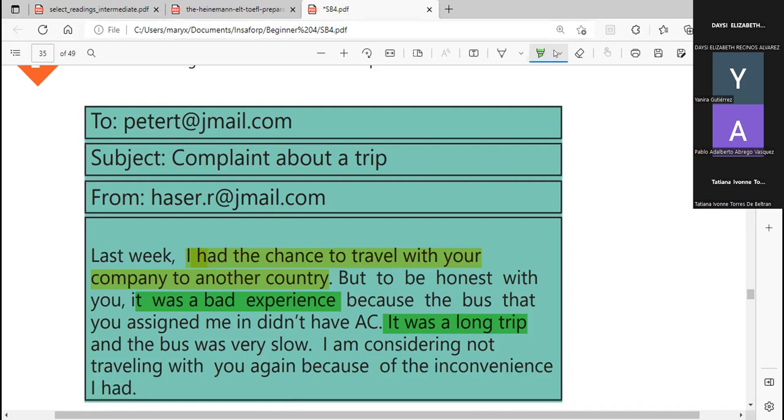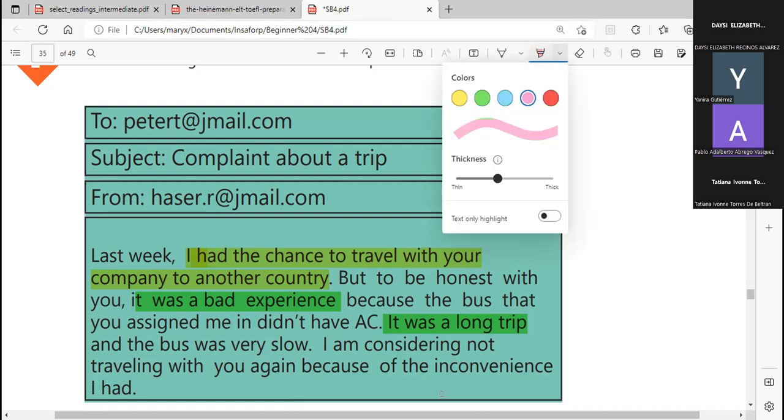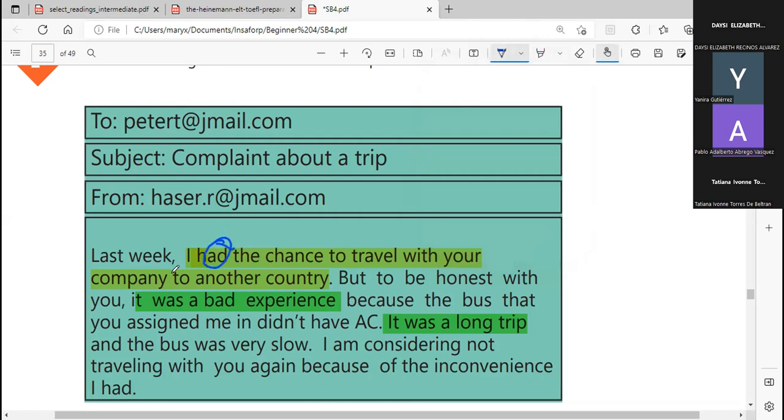I am considering not. But this is I am, not I was. It says here I am. I need you to identify a sentence that is in past already. An example of past tense, please. Look at the email and tell me an example. For example, Emerson said, I had the chance. Javier said, it was a bad experience. Joanna, it was a long trip. What's another example, Carol? No, because here it says I am, not I was.